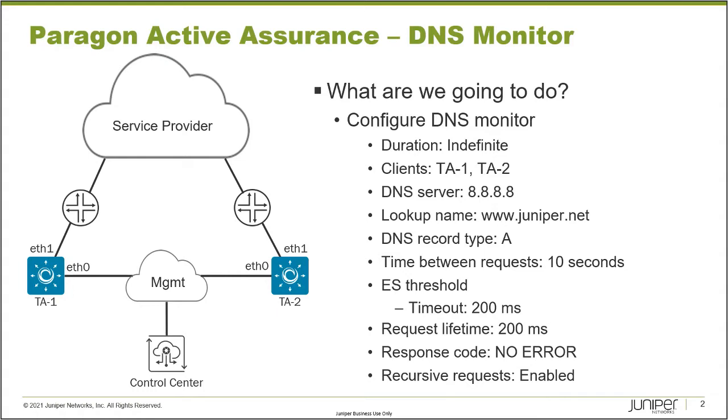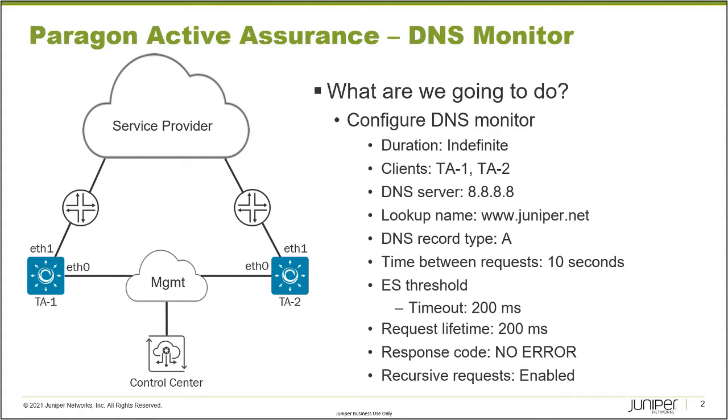The lookup name is going to be juniper.net, or rather www.juniper.net. We are going to be using the DNS record type of A, so it's just going to be using IPv4. The time between requests is going to be 10 seconds. The error seconds threshold will use a timeout of 200 milliseconds.